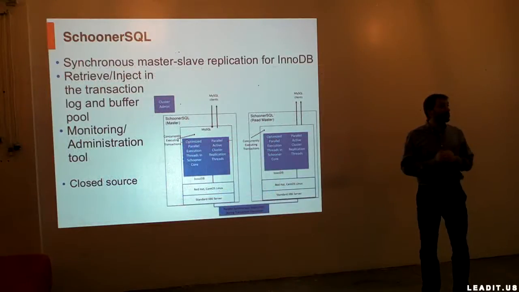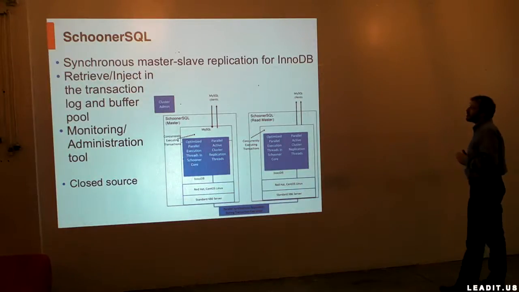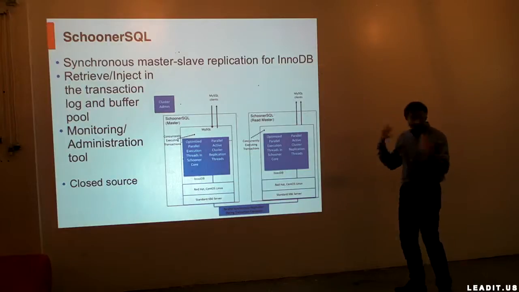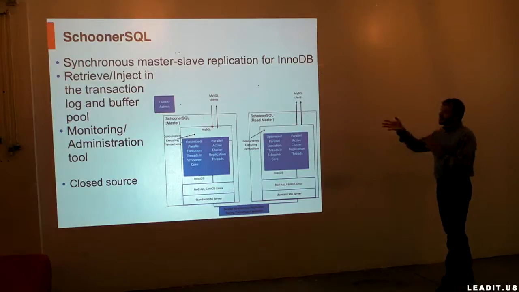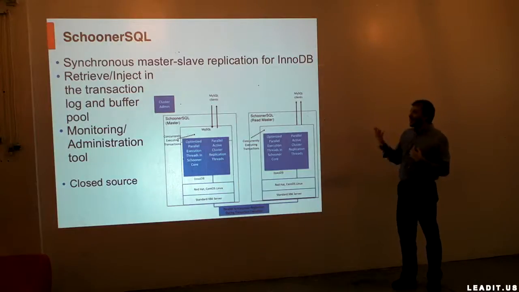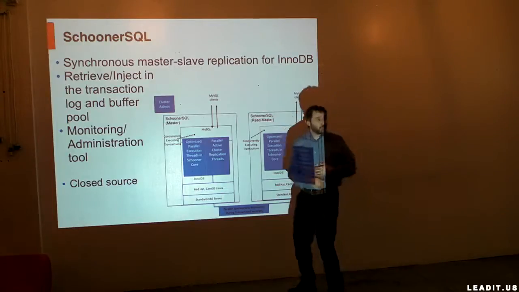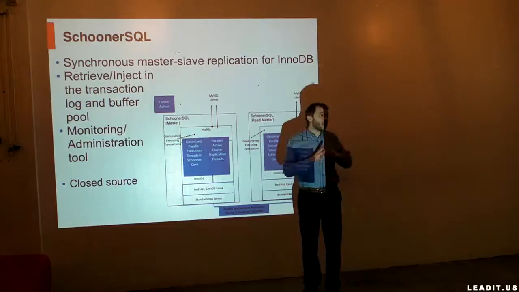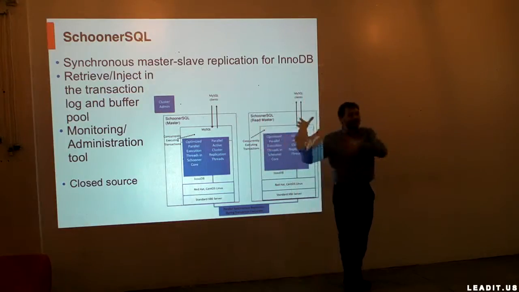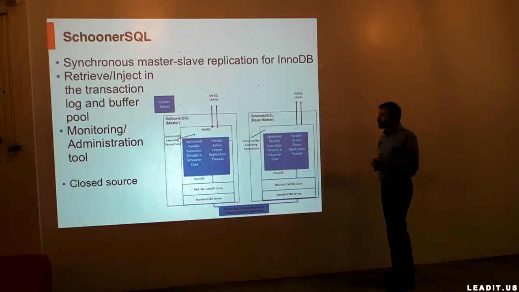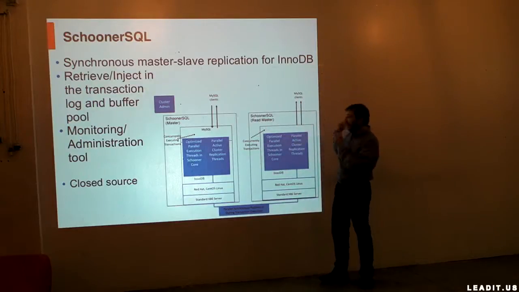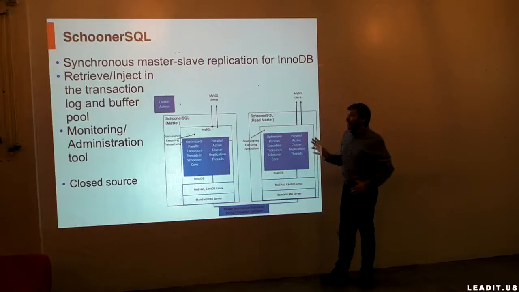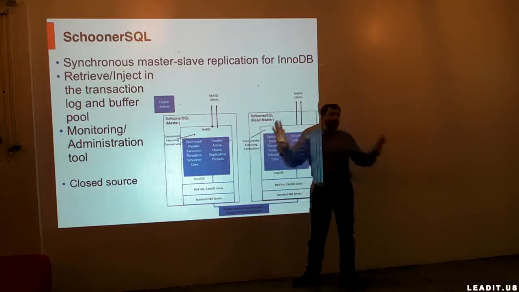Another company you may have heard of? Schooner? Yes? Okay. Schooner provides another synchronous master slave replication, and here I'm a little bit relieved. I would say this is good because they do not try to do too much. It's a master slave solution. In case of fault, you switch over to the slave, which is hot and highly available. If everything goes fine, you can read from here and write from here, and that works fine.